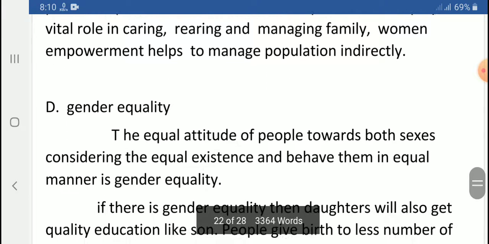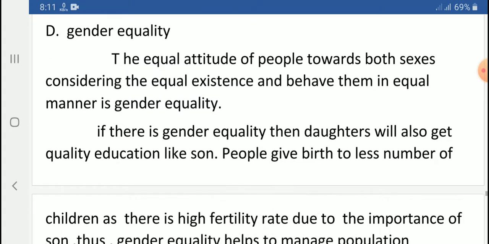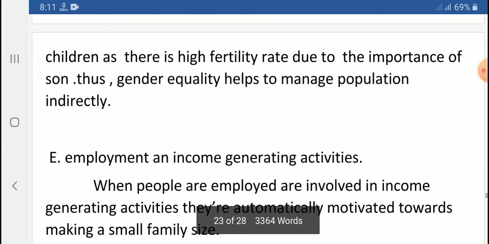Next, gender equality. If we maintain gender equality, that will help to manage population indirectly. Gender equality means having an equal attitude towards both sexes, considering their existence equal and behaving with them in an equal manner. If gender equality is maintained well, daughters will also get quality education like sons. People will give birth to fewer children, as the high fertility rate is due to the importance placed on sons. So gender equality also helps to manage population indirectly.